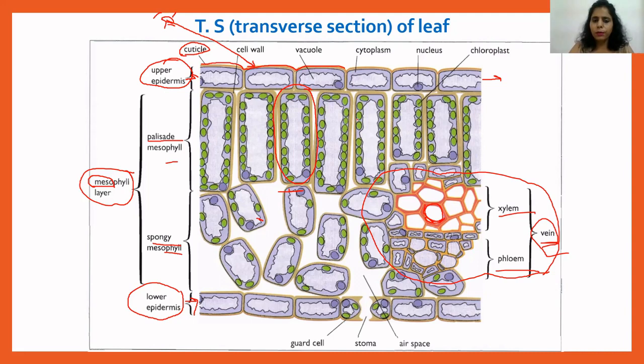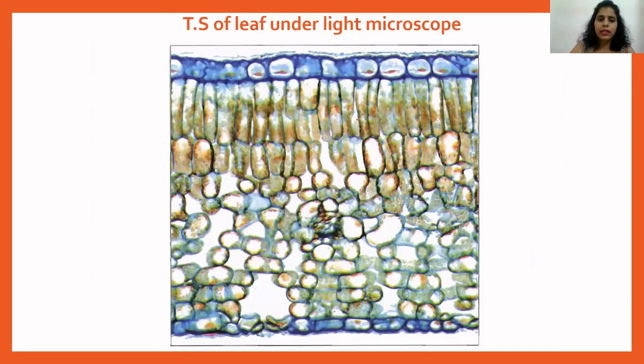I hope that till here the parts of the transverse section of leaf are clear to you. The function of all the parts we will discuss further in this video. Now the next slide shows you the transverse section of leaf under a light microscope. You should be able to understand this because sometimes this type of picture is given to you in the IGCSE paper. The picture will be black and white, and you should be able to identify the cells of the transverse section of leaf under a light microscope.